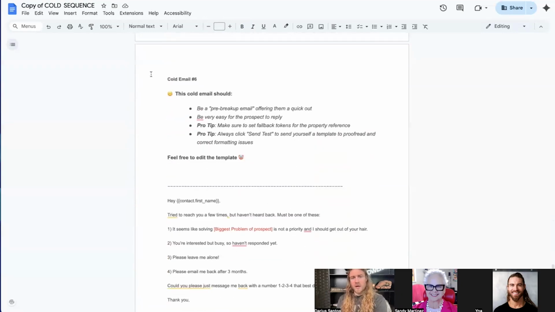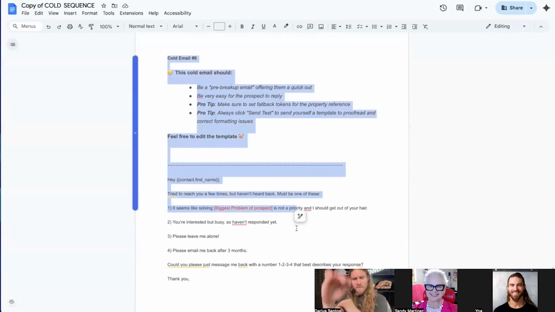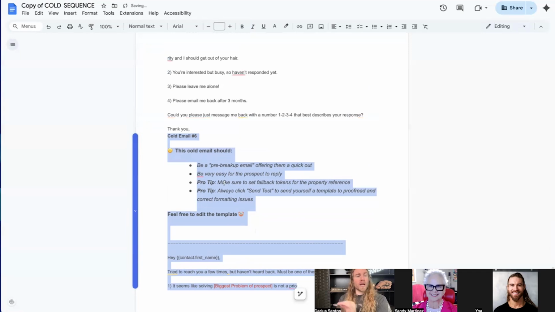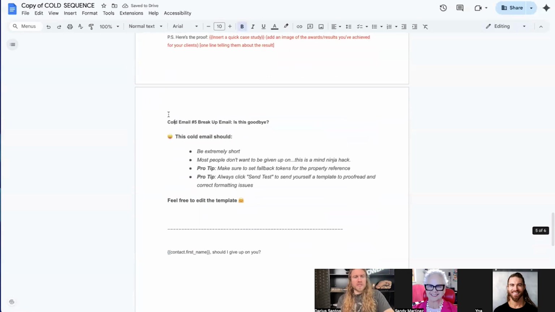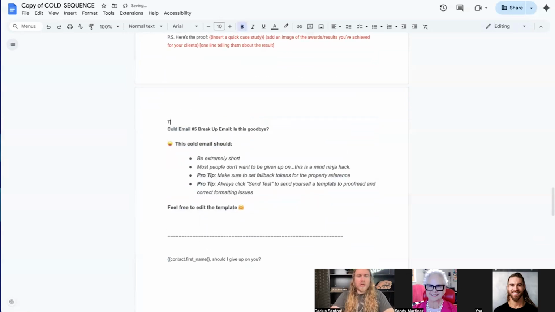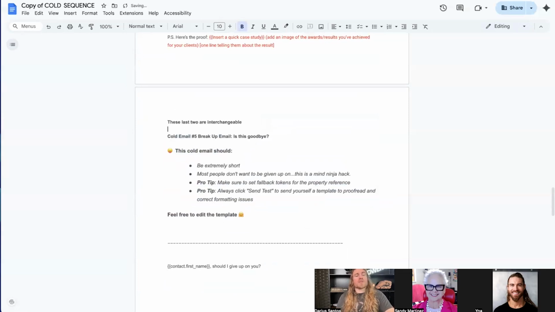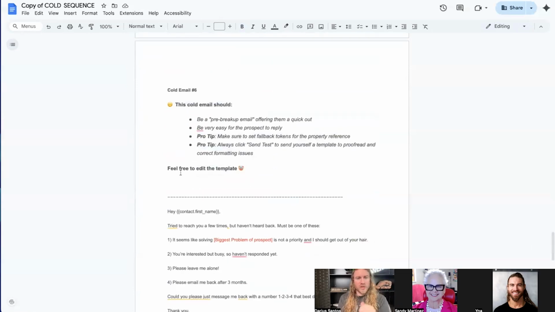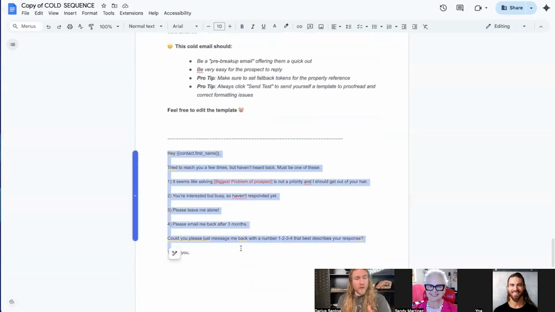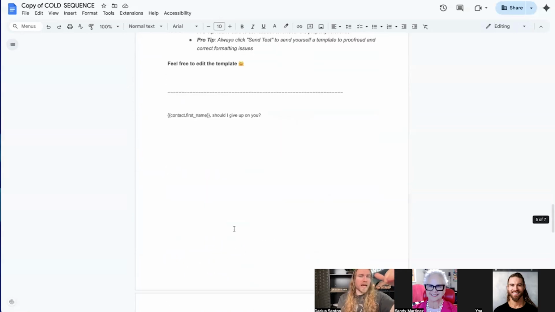Last one is a pre-breakup. Again, these are kind of interchangeable. So this one is like, I tried reaching out, haven't heard back, must be one of these. I should put that these last two are interchangeable. I forgot to put that note here. These last two are interchangeable. So that means you could either go straight for the breakup one, or this is kind of like a pre-breakup where you're saying, hey, here's some things. What do you think? And then following that would be the last breakup one.